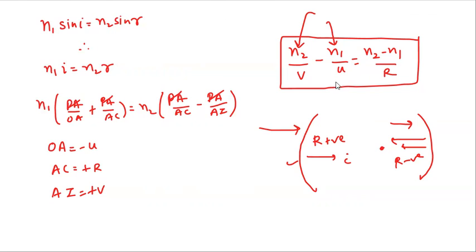Okay, so let us first do some questions related to this formula. Suppose we have an object here at 20 centimeter from this point. Suppose the refractive index is 2 here and 4 here, and the radius of curvature is 20 centimeter. My question is, where will the image be formed?